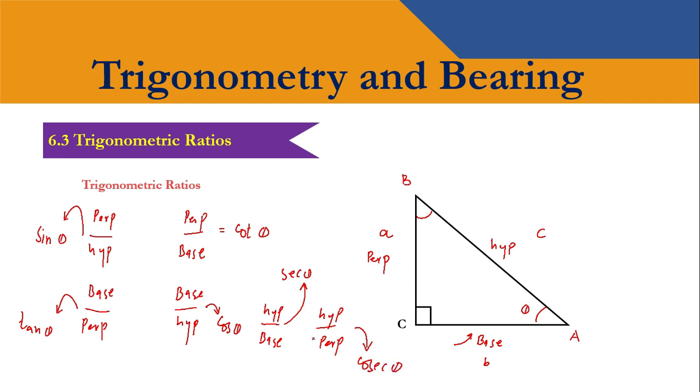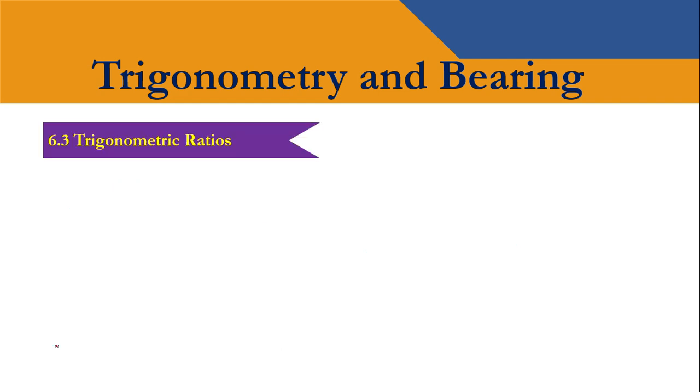Sine theta and cosecant theta are reciprocals of each other. Similarly, cos theta and secant theta. The secant theta is a reciprocal of cos theta, and cot theta is a reciprocal of tan theta. So these are the 6 trigonometric ratios related to the sides of a triangle.